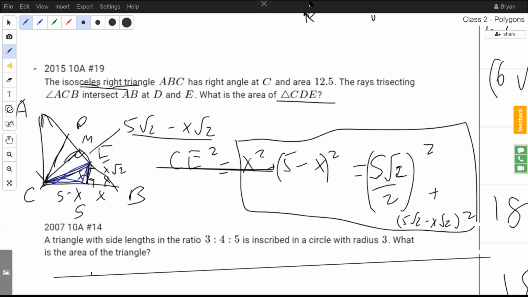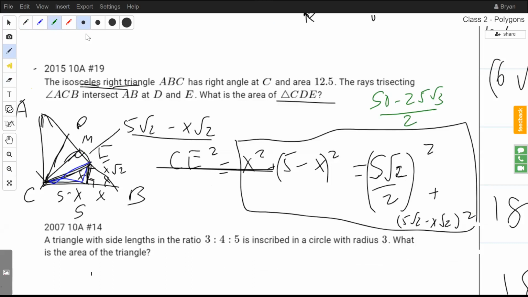Anyway, I won't go over the algebraic expansion, but the answer is going to be 50 minus 25 root 3 over 2. For any of you who want to perform the calculation and get some more practice with this algebra, this is the answer if you want to check your work.